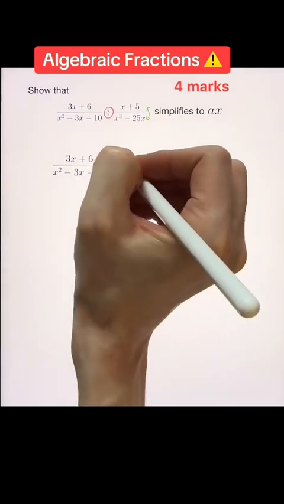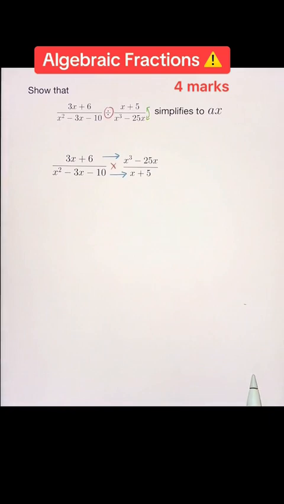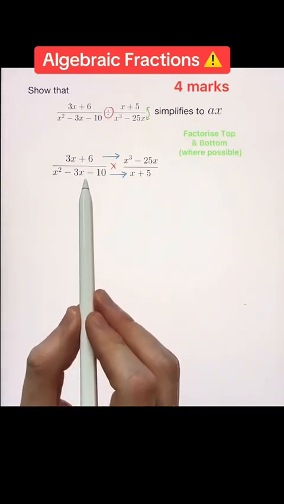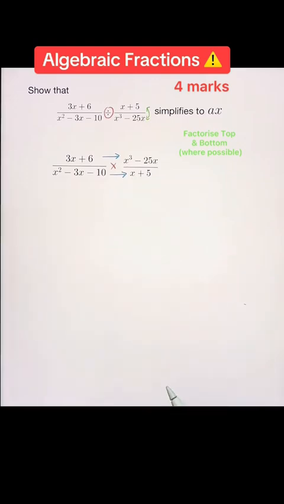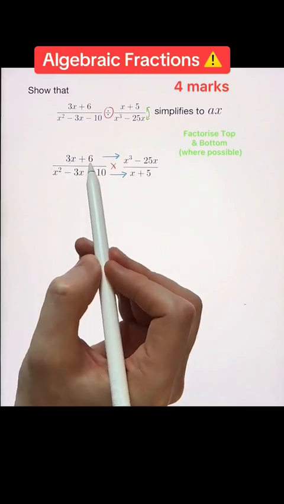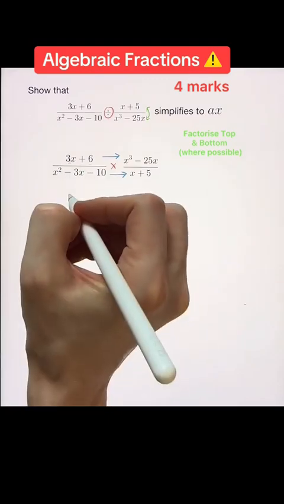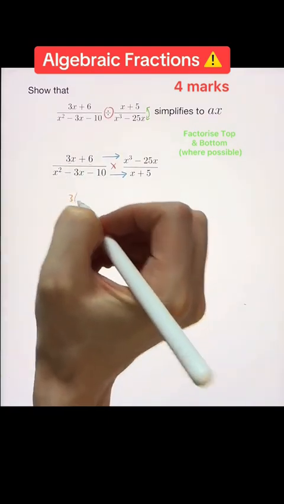When multiplying fractions, we just multiply the tops and multiply the bottoms separately. But before we do that, we must try factorising the top and the bottom of each fraction where possible. Looking at our first fraction, 3x plus 6, as I have two terms, we always try single brackets. The highest common factor in 3x and 6 is actually 3. We now open our single bracket.